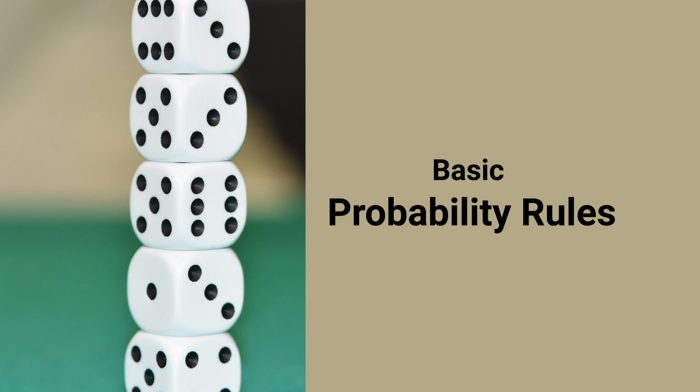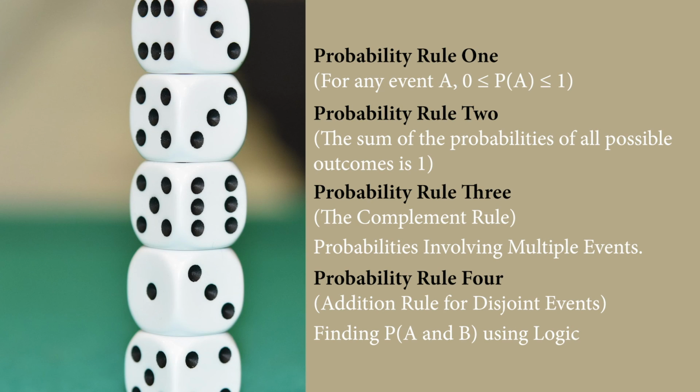Now, there are certain probability rules which we are going to cover exclusively in our coming sessions, and which focus more on the event. There are probability rule 1, rule 2, rule 3, and probabilities involving multiple events. Probability rule 4 talks about the addition rule for disjoint events, that is, finding P(A or B) using logic. If you talk about rule 1, for any event, 0 is less than or equal to P(A) and less than or equal to 1. The sum of the probabilities of all possible outcomes is 1. We will talk more about this in a more elaborate manner in our coming sessions.